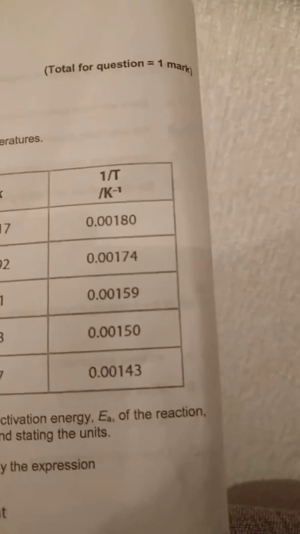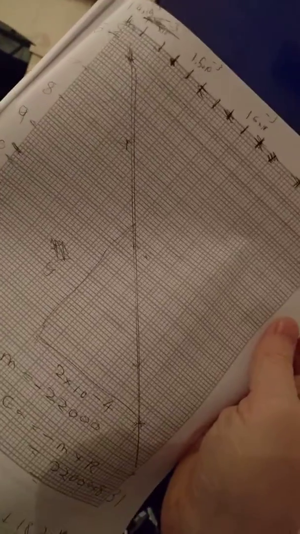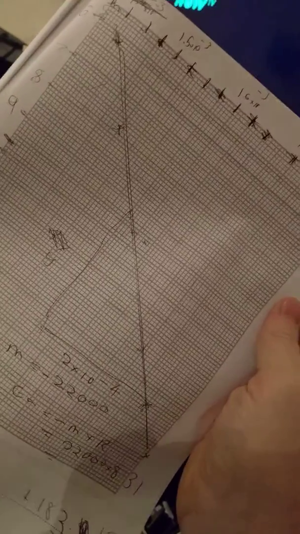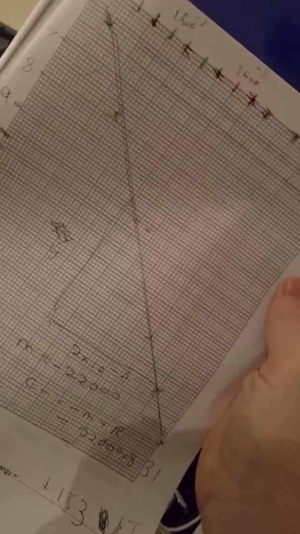Okay? So I am going here from 1.4 times 10 to the minus 3 up to 1.8 times 10 to the minus 3, which I have got from that table there. Then I end up with a nice straight line when I draw my graph. So I get a mark for drawing a straight line.